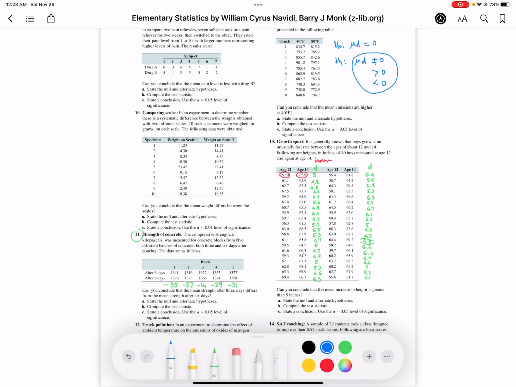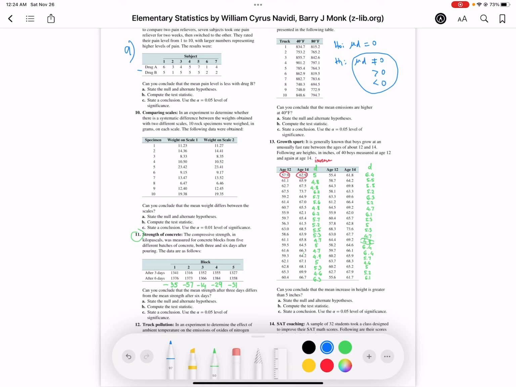For example, we have problem number 9 here, and it's talking about drug A and drug B. So let's use one formula that we always do: the top minus the bottom. So in this case, we will do drug A minus drug B. In the question, it said, can you conclude that the mean pain level is less with drug B?